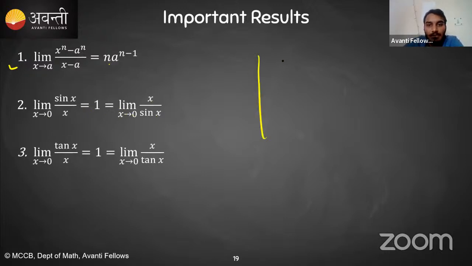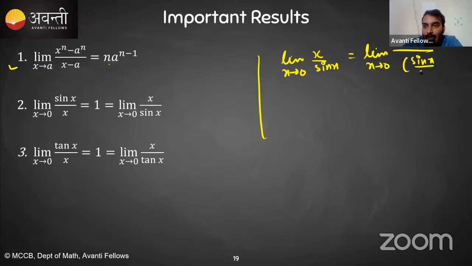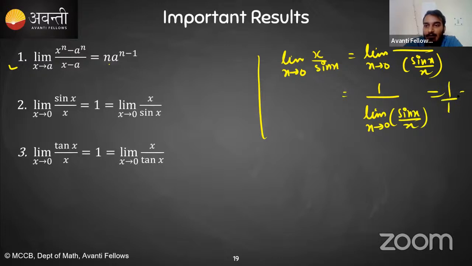Why? Because as you can see, limit x tending towards 0 x upon sin x, what can we write it as? It can be written as limit x tending to 0 1 divided by sin x upon x, right? So this can be written as 1 divided by limit x tending to 0 sin x upon x, which is nothing but 1 by 1. So that's why the limit x tending to 0 x upon sin x is also 1 and limit x tending to 0 sin x upon x is also 1.